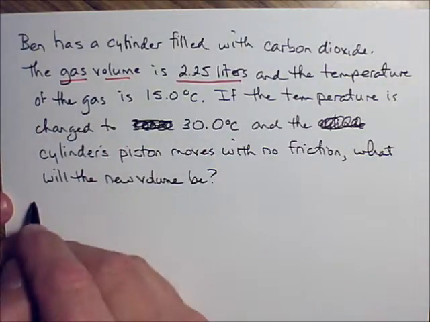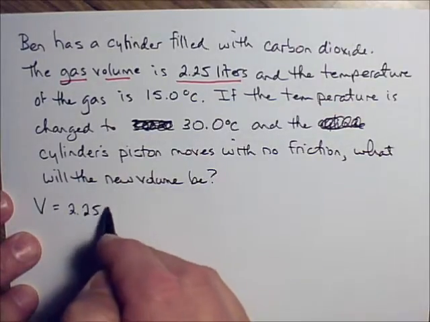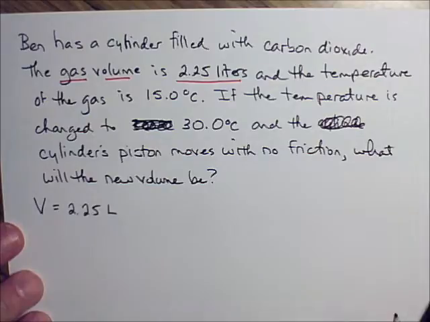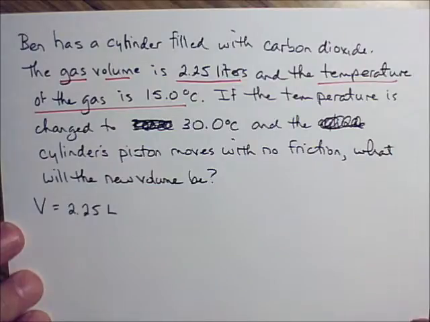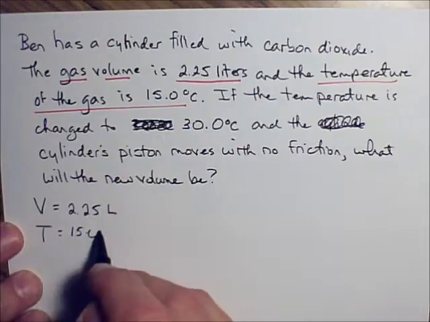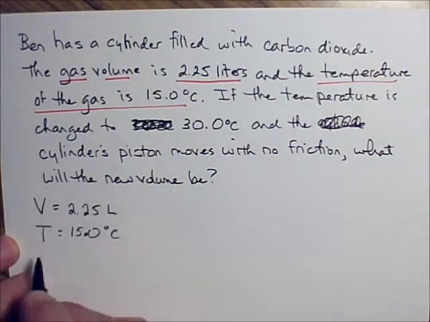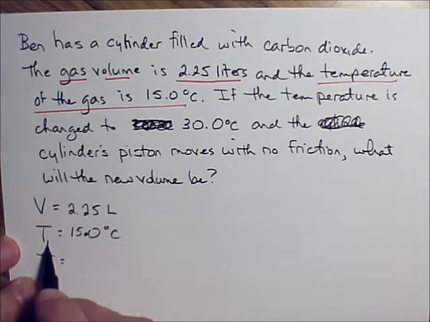We'll use our symbol capital V for volume and say that's 2.25 liters. The symbol for liters is a capital L. Reading the problem further, it says the temperature of the gas is 15 degrees C. That's a capital T for temperature, and that's 15.0 degrees C. Then, if the temperature is changed, that's a new T. I can't have two T's, so I'm going to call this T2, subscript 2, and the first one T1.